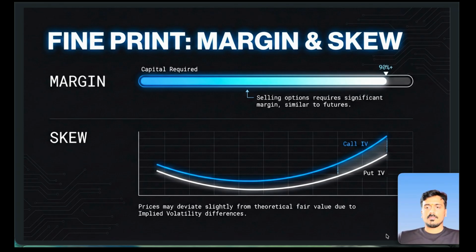So if there are uneven differences or uneven movement in this call IV and put IV, the synthetic payoff which I showed earlier could have slight deviation. This is a very negligible thing, but still I am putting that into notice in this particular part. It is good to know.